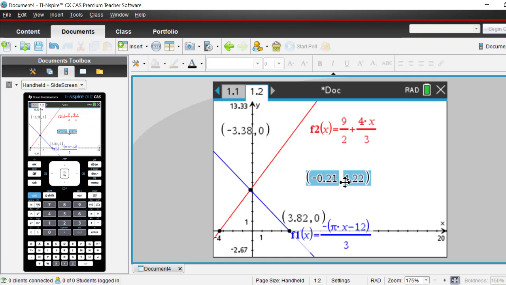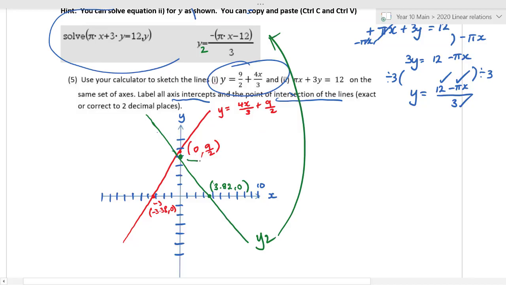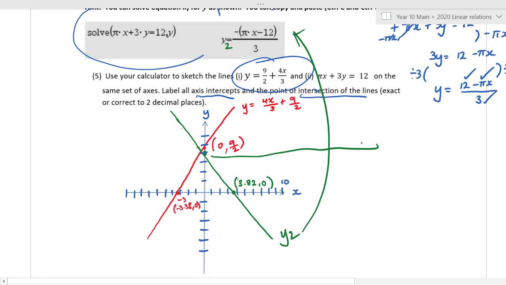Negative 0.21, which is just to the left of the y-axis, and 4.22. Okay, so I'm going to get a little arrow because it's getting a bit busy there. Negative 0.21, comma 4.22 is the intersection, and voila, away you go.